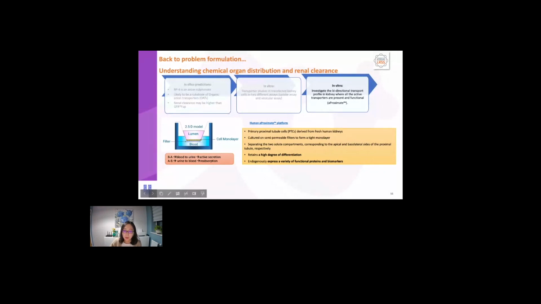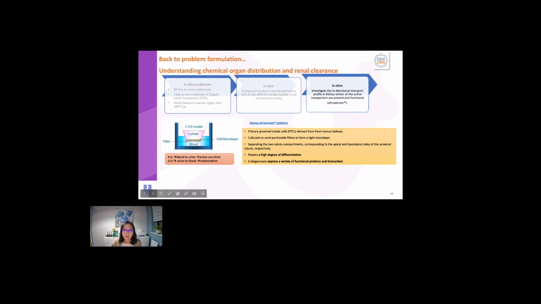A few words about this approximate system. It uses the primary proximal tubule cells derived from fresh human kidneys, and they can be captured on these semi-permeable filters, and the tight monolayer formed can then separate the system into apical and basolateral compartments. By studying the B2A as well as the A to B directional transports, we can then investigate active secretion and reabsorption respectively.